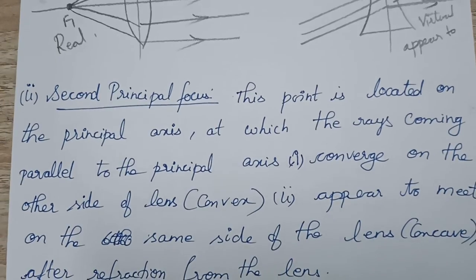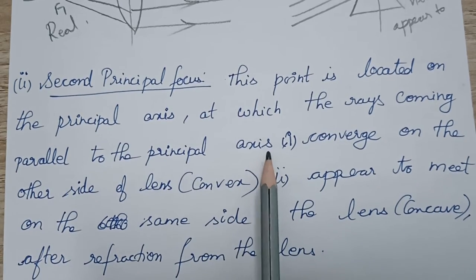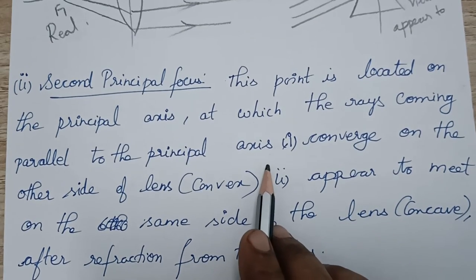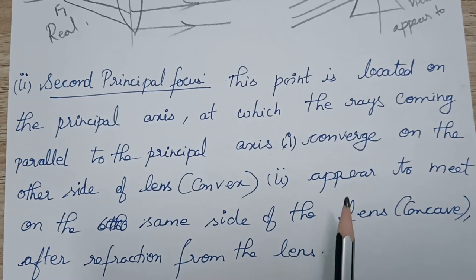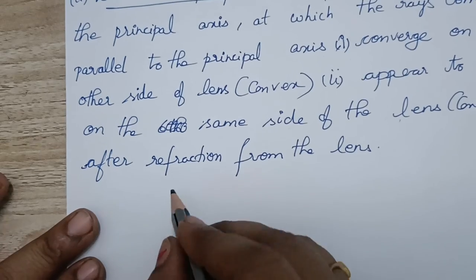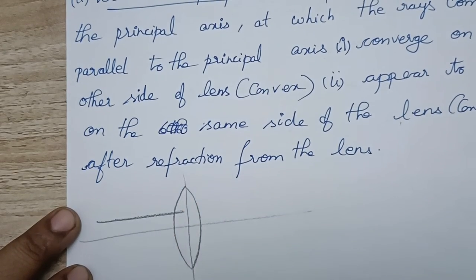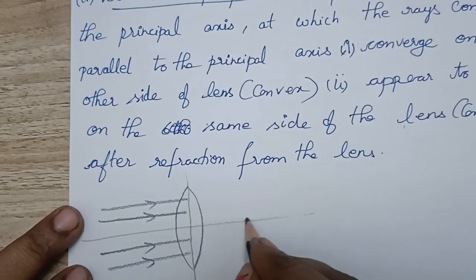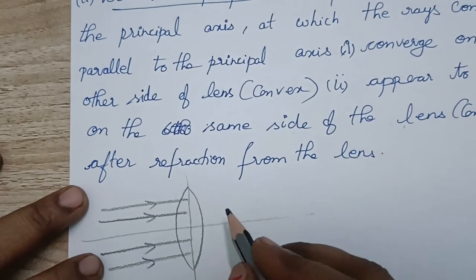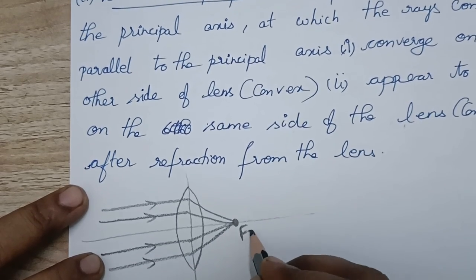Second principal focus. This point is located on the principal axis at which the rays coming parallel to the principal axis converge on the other side of the lens. In case of a convex lens, after refraction it will converge. In case of a concave lens, it appears to meet at the same side of the lens after refraction. See, this is your convex lens. The rays are coming parallel to the principal axis. After refraction, it will converge at a point. This point is called the second principal focus.